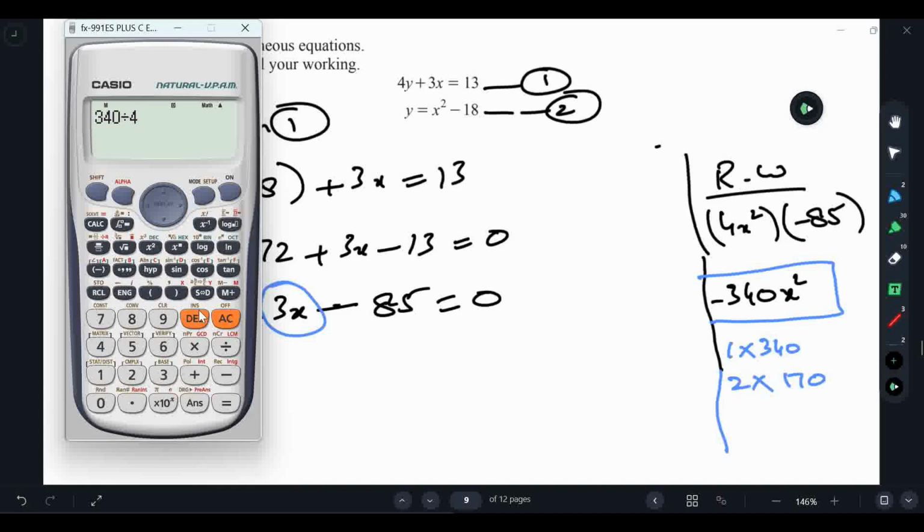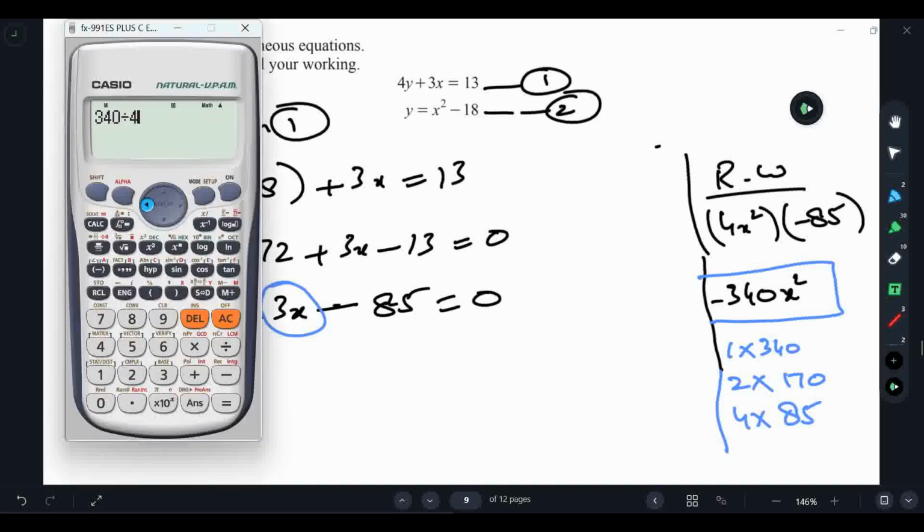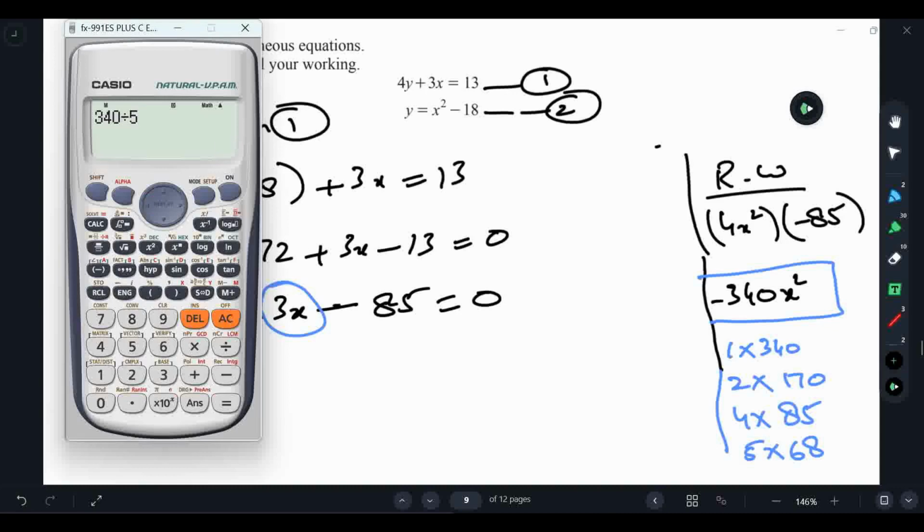So let me check it with 4. It's 85. So 4 multiplied by 85, but the difference is still not 3. So let me check it with 5. This will be 68. So 5 and 68, but the difference is still not 3. Then we have to check it with 6. It is in the fraction, so we will ignore this one. We will check it with 7.